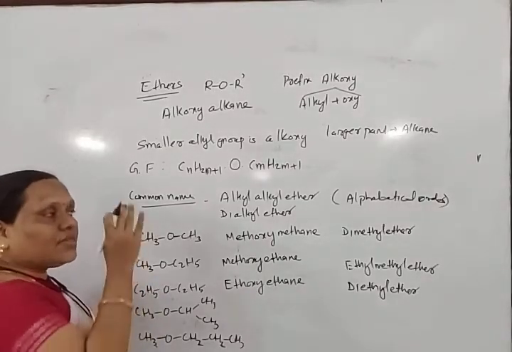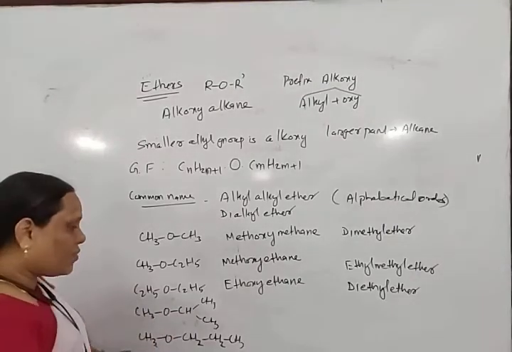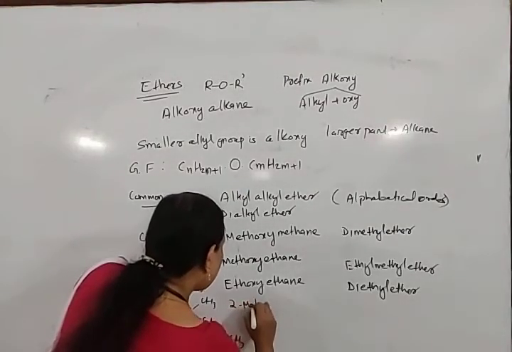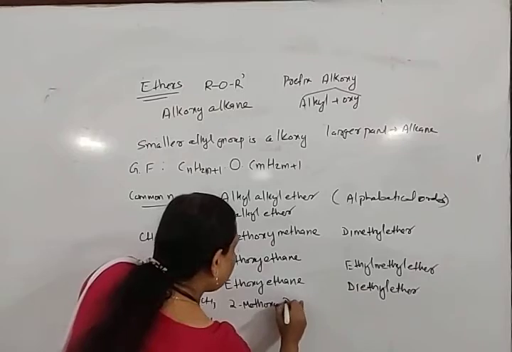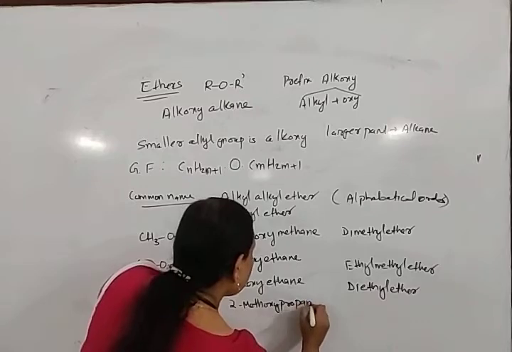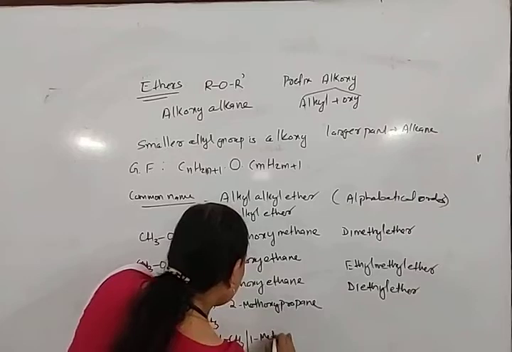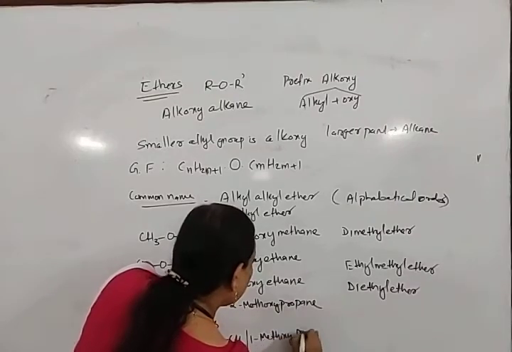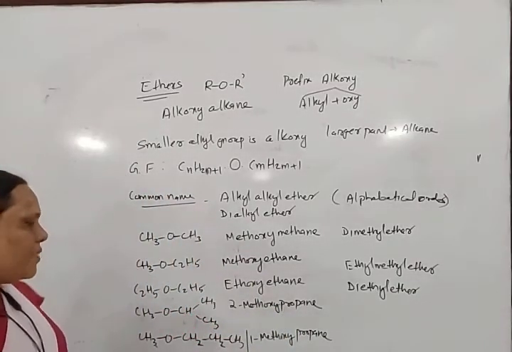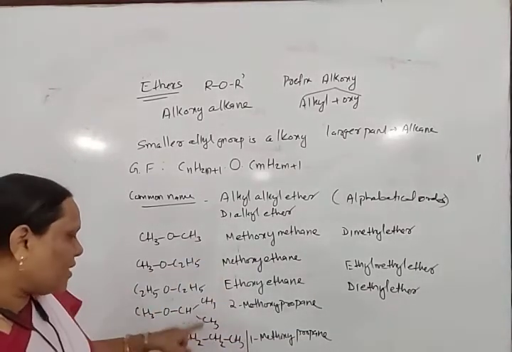When we take the rules, at that time we will discuss how to name them and how to give the position of the functional group. So first, this is known as 2-methoxypropane, and this one is known as 1-methoxypropane. These are the IUPAC names of these compounds. And what is the common name?